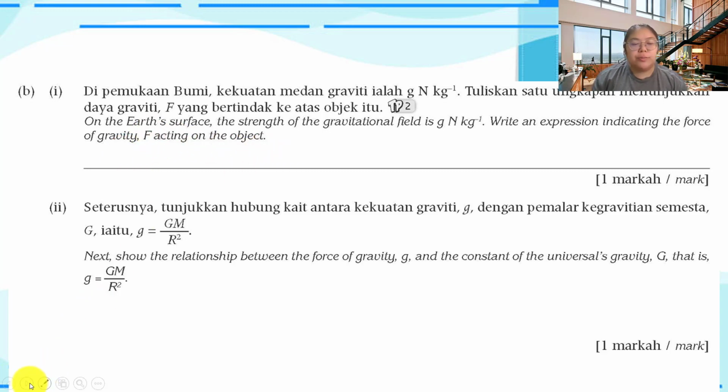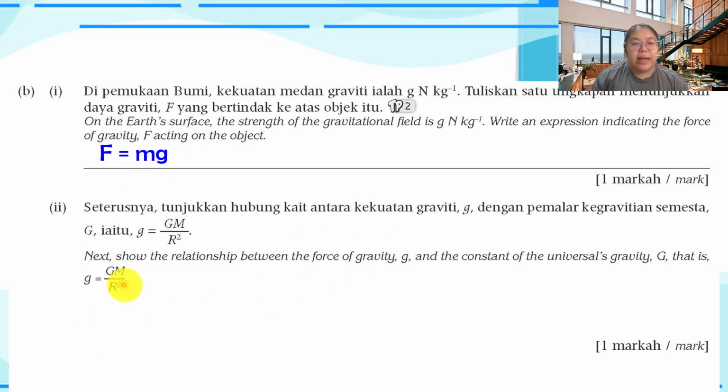So the answer should be F equal, normally we say ma, is it? Because now it's gravity, so F equal mg. Then the next, you need to show the relationship between the force and the universal gravitational constant G, that's this one. So you need to prove how this formula comes, by relating the force and gravity.